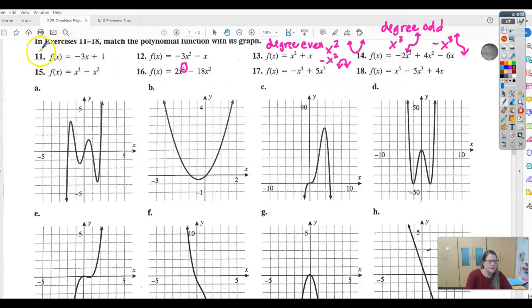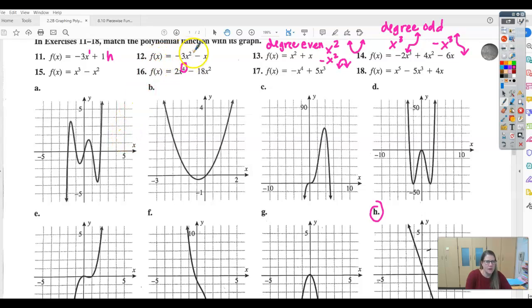So if I look at number 11, negative 3x to the first power, right, if I don't see an exponent, it's a 1. It's an odd degree, and it's been flipped, so it means the left should be up and the right should be down. So H, first of all, because it's linear, we know that's a line, but also the ends are doing what we expect them to based on the even and odd and positive and negative.